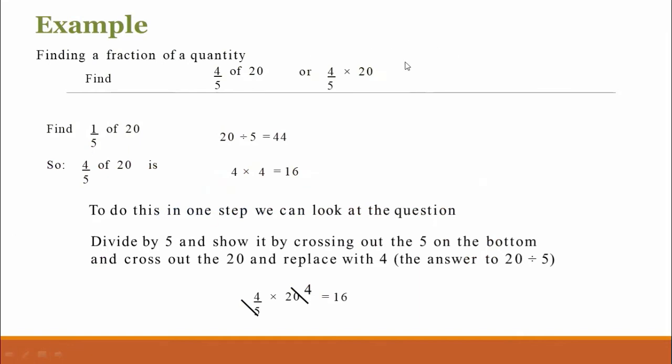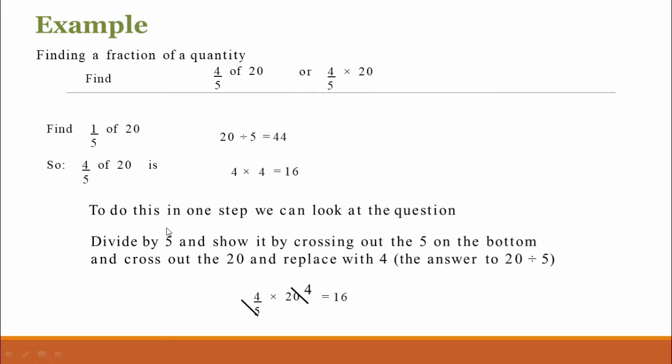Now, some examples. Find a fraction of the quantity: 4 by 5 of 20 means 4 by 5 multiplied by 20. To write the fraction form of this, 1 over 5 multiplied by 20. So 20 divided by 5 is equal to 4, and 4 by 5 of 20 is 4 multiplied by 4, which is equal to 16.